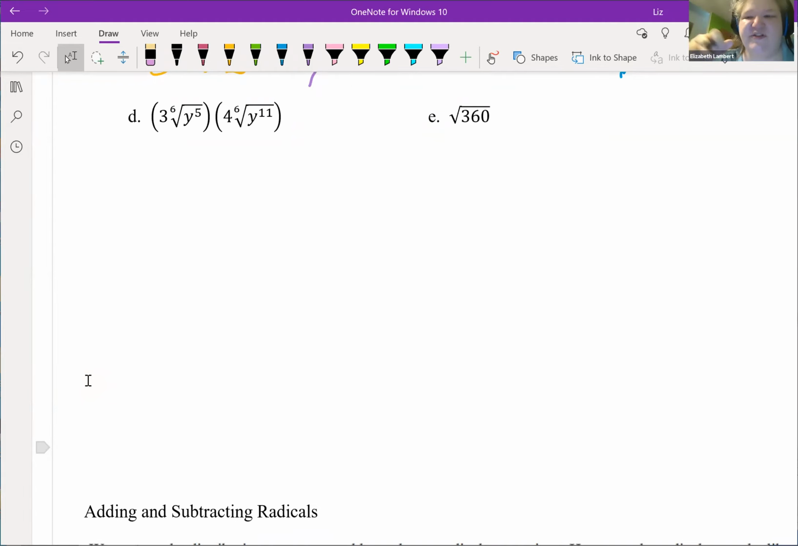All right. So now we have an uglier mess. It doesn't just have to be cube roots. Any kind of radical will work. So the 6th root means groups of 6.